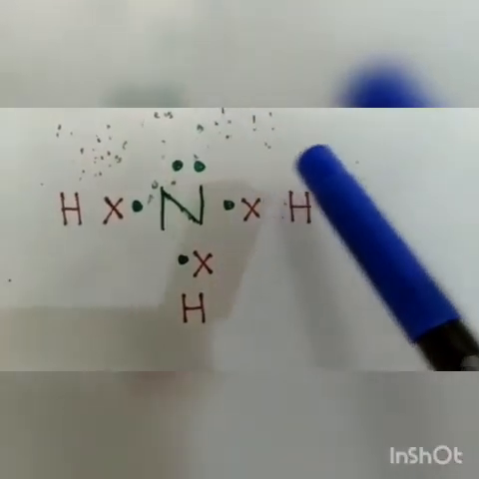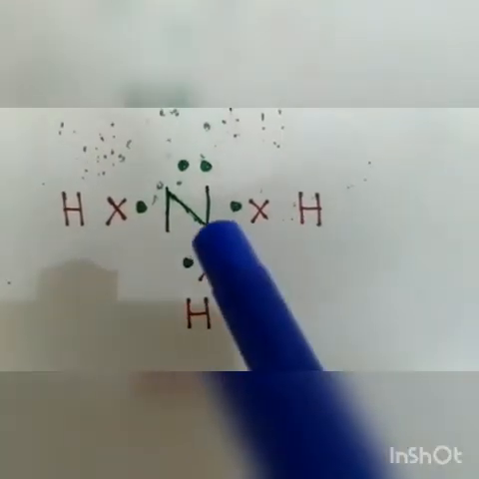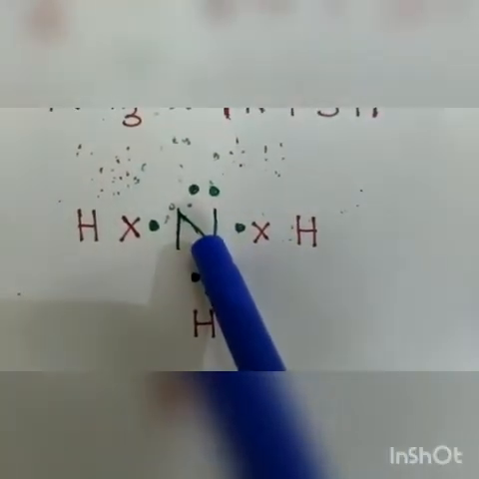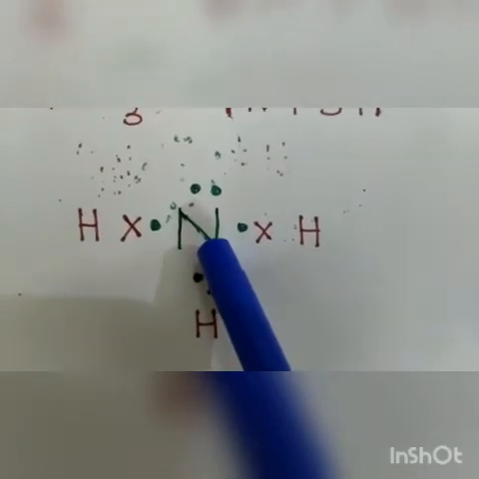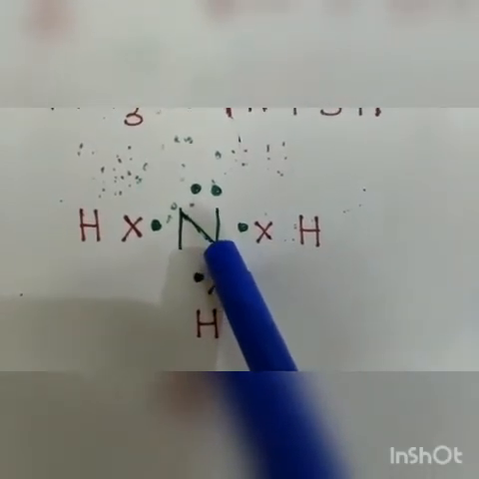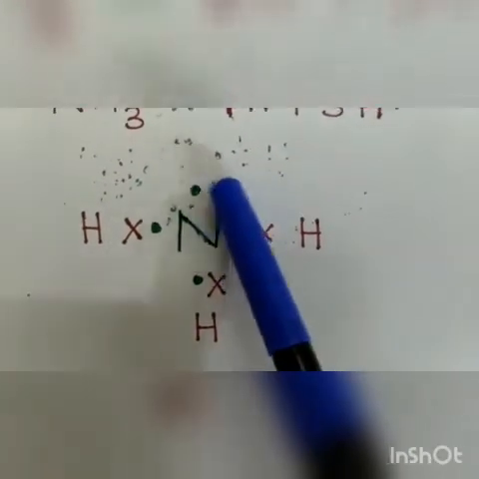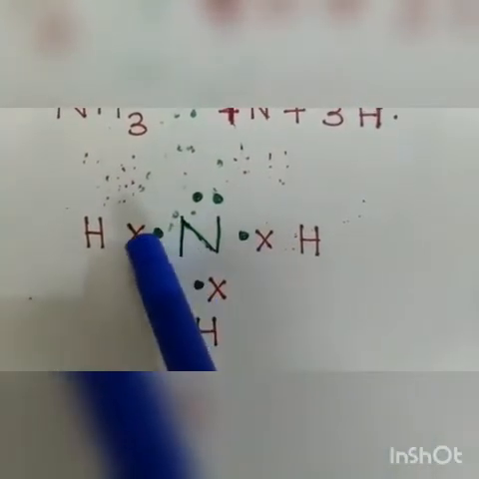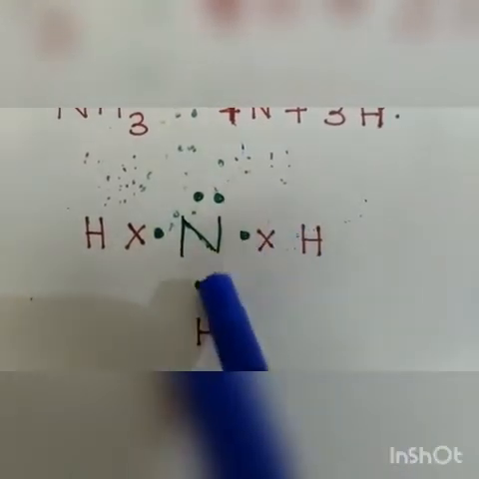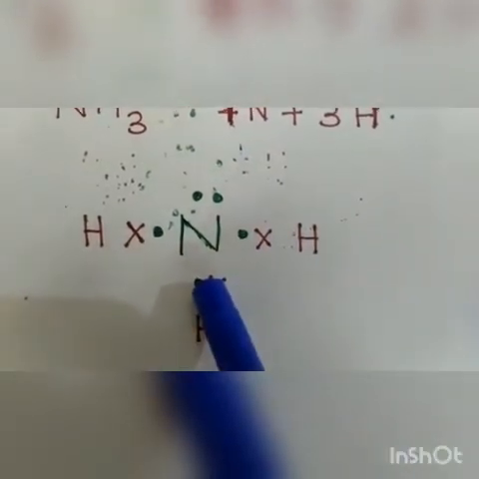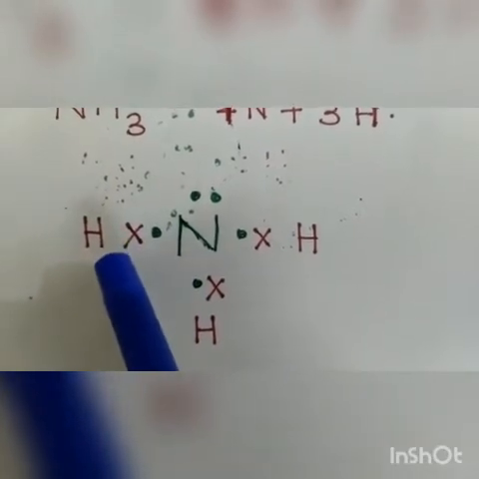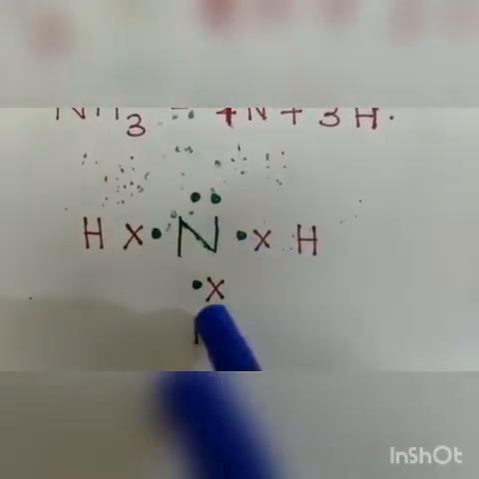Actually this page is not so clean, but you can easily understand. This is nitrogen. How many valence electrons of nitrogen are there? 5. 1, 2, 3, 4, 5. So let us say this electron is shared. Okay, this electron will be shared with the 3 hydrogen atoms. So we will write it here.